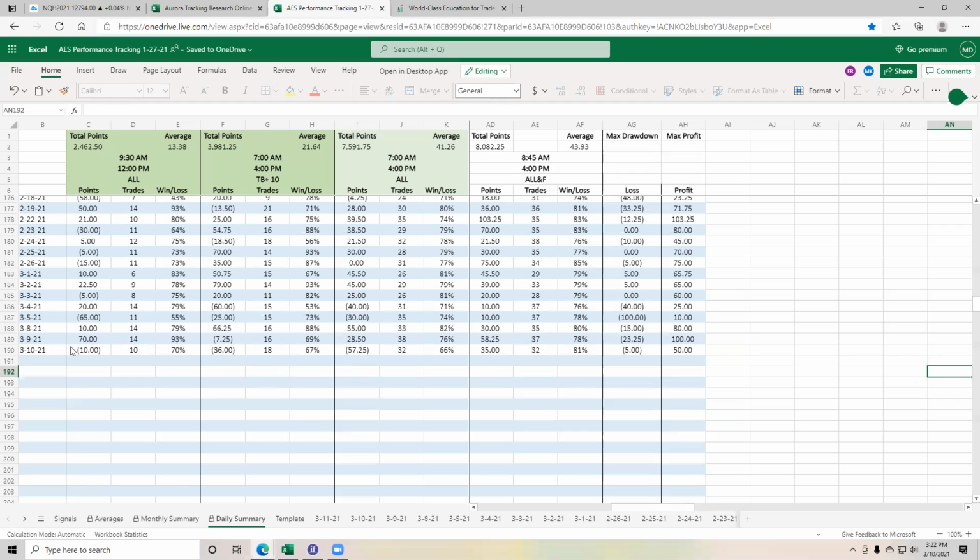So today we're down 10 points in the 9:30 to noon category. In the 7 to 4 trend bias only, we're down 36 points. We took 18 trades, and in the 8:45, we're up 35 points, and we took 32 trades. So now let me show you what we do with that information.